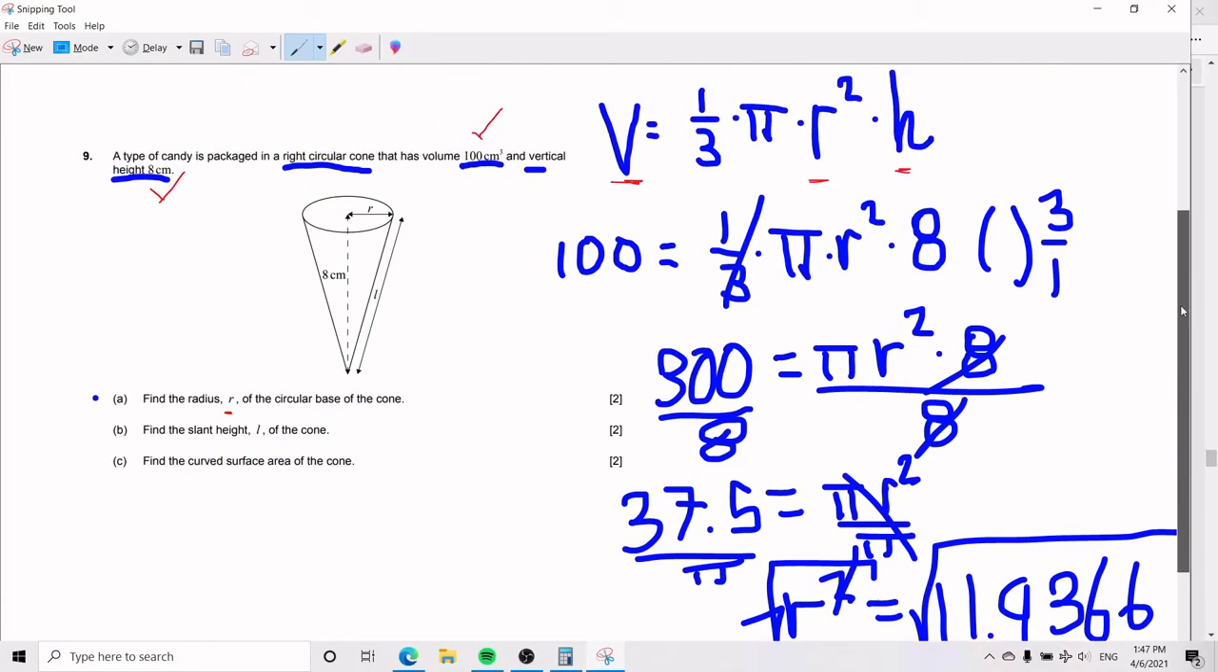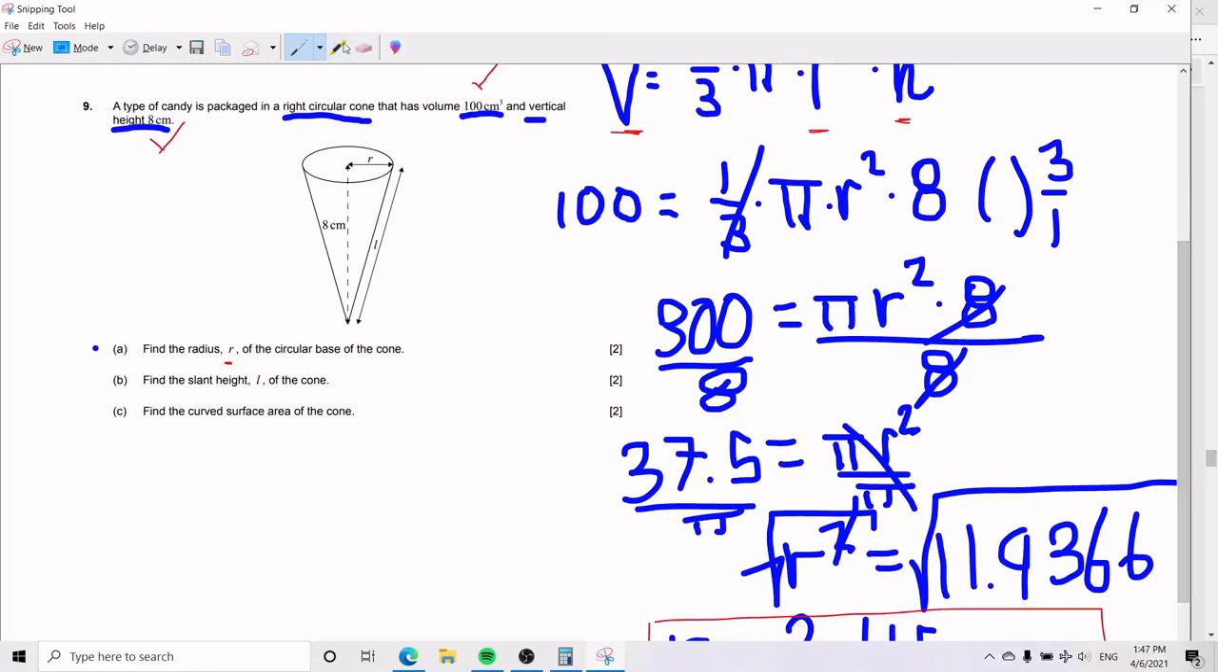Moving on to part B, we're going to find the slant height L of the cone. And so remember how we said that there is a right triangle right here? Well, that means that there is a right angle, which means that there is a right triangle way over here. And so if I pull out that right triangle, it's going to look like this, right? And so I have my 8 over here. I have my radius on top, which we now know is 3.45. And we are missing the slant height L.